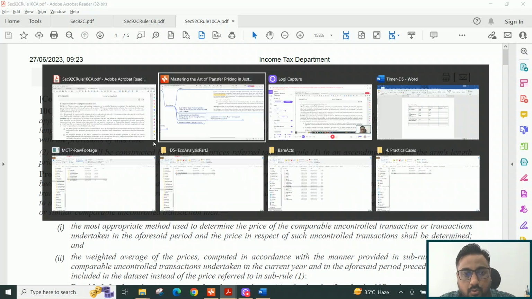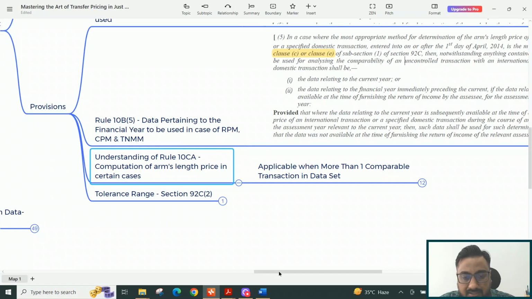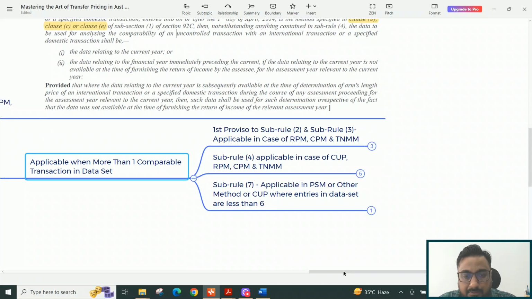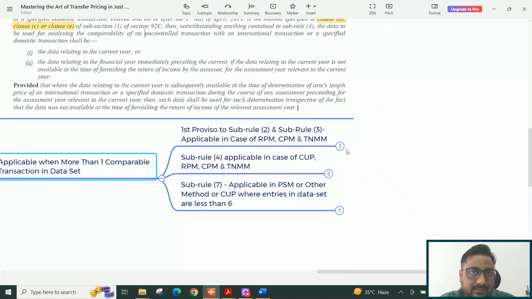I'll just move on to the mind map to understand further. Now, if I break this entire rule into three parts, right? So first is when we are dealing with the first proviso to sub-rule 2 and sub-rule 3, which is applicable in case of RPM, CPM and TNMM.